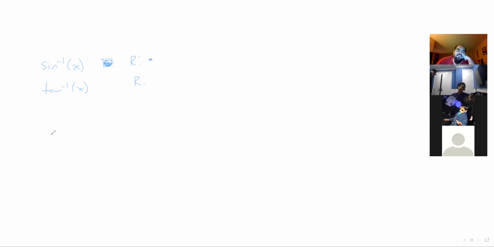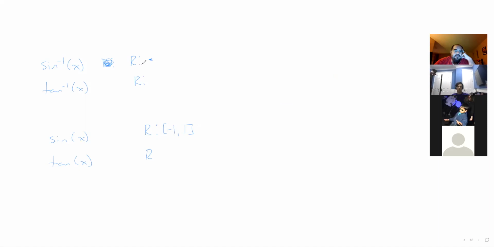Let's talk about this in terms of sine as well. I think the range of the sine function is a little easier to see. If you were to graph out a sine wave, what's the highest and lowest it could be? 1 and -1. Right. Since the range of the sine function is -1 to 1, the domain of the inverse sine function is -1 to 1.